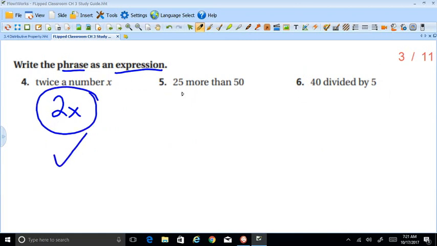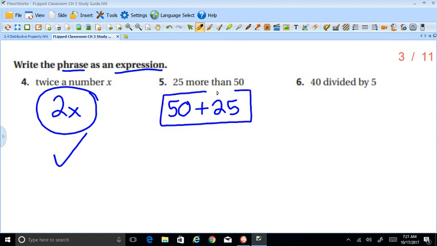Number 5, 25 more than 50. So if it's 25 more than 50, that means we actually are starting with 50, and we're going to add on 25 more. So it's adding on, so plus 25. And this is the final correct answer. You don't actually need to solve it because they ask us to simply write an expression.